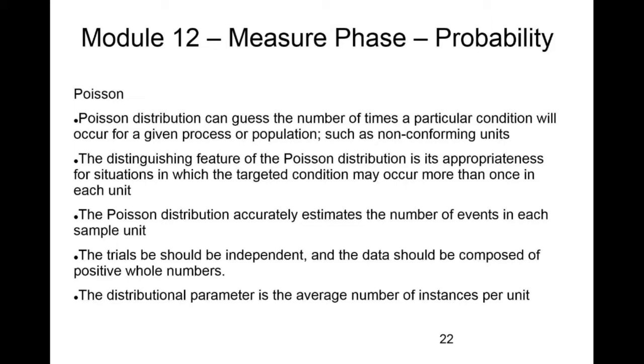The trials should be independent, and the data should be composed of positive whole numbers, which kind of makes sense when you think about it. I'm not going to have -1 defects. I'm either going to have no defects, 1 defect, 2 defects, 3 defects, and so forth. The distributional parameter is the average number of instances per unit. So are we averaging what? 2.6 loose threads per shirt, whatever it is.